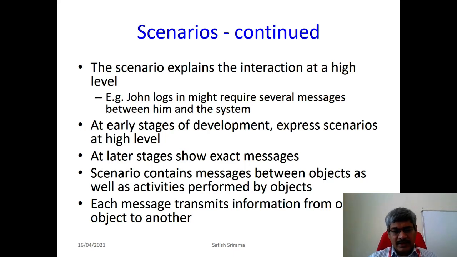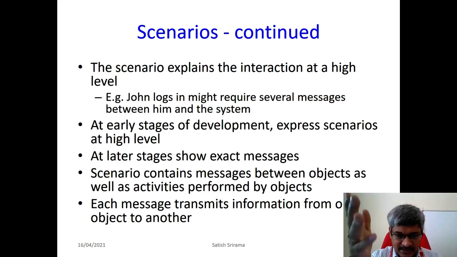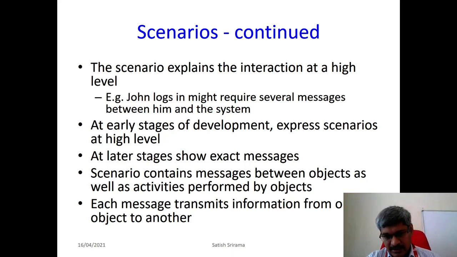So in theory, this scenario contains the messages between the objects as well as the activities performed by the objects themselves. Okay, that's what we have been talking about. In this case, John Doe being a customer is an object. The system is another object. So here are two objects which are actually interacting, and say, for example, the stock exchange itself is an object, which also has to be communicated with.